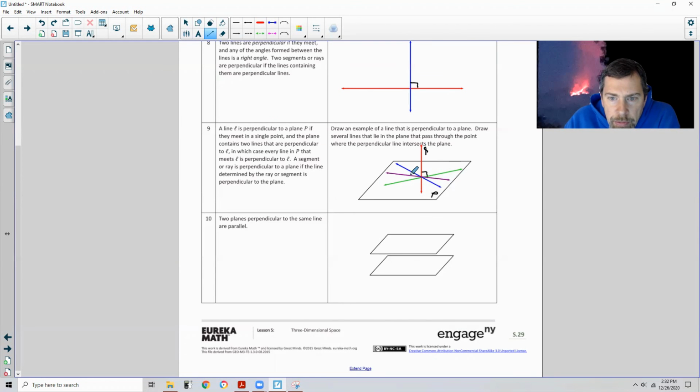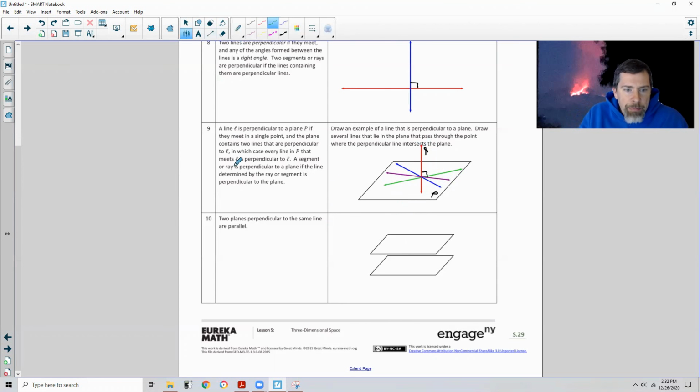Intersecting and perpendicular to the purple one as well. So there's infinitely many, okay? So if the red line does not move and it's perpendicular to the plane P, every line we draw on plane P going through this point would be perpendicular to the red line L.